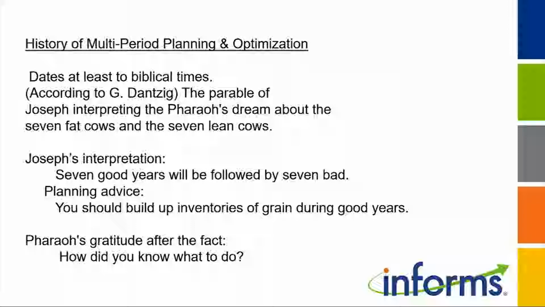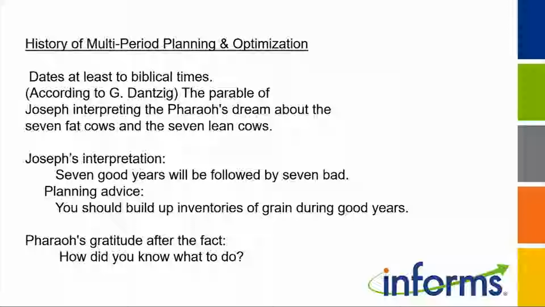And Joseph said, yes, I can help you on that. What it means is that the 7 fat cows correspond to 7 years in which things will be good. The crops will be great. The 7 lean cows correspond to 7 years which will be not so good. They'll be lean. There will be a drought. And so the Pharaoh said, what should I do? And Joseph said, inventories, multi-period planning. What you want to do is build up inventories during the first 7 years so that they can be used in the years that are lean.